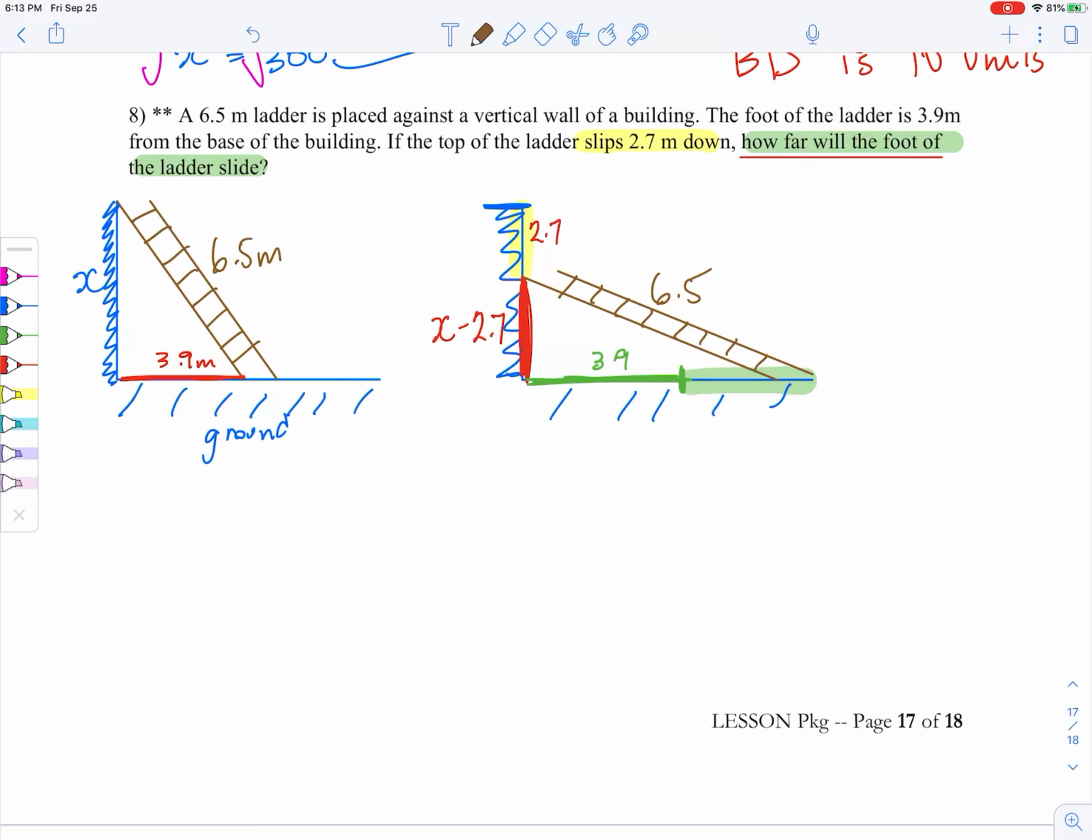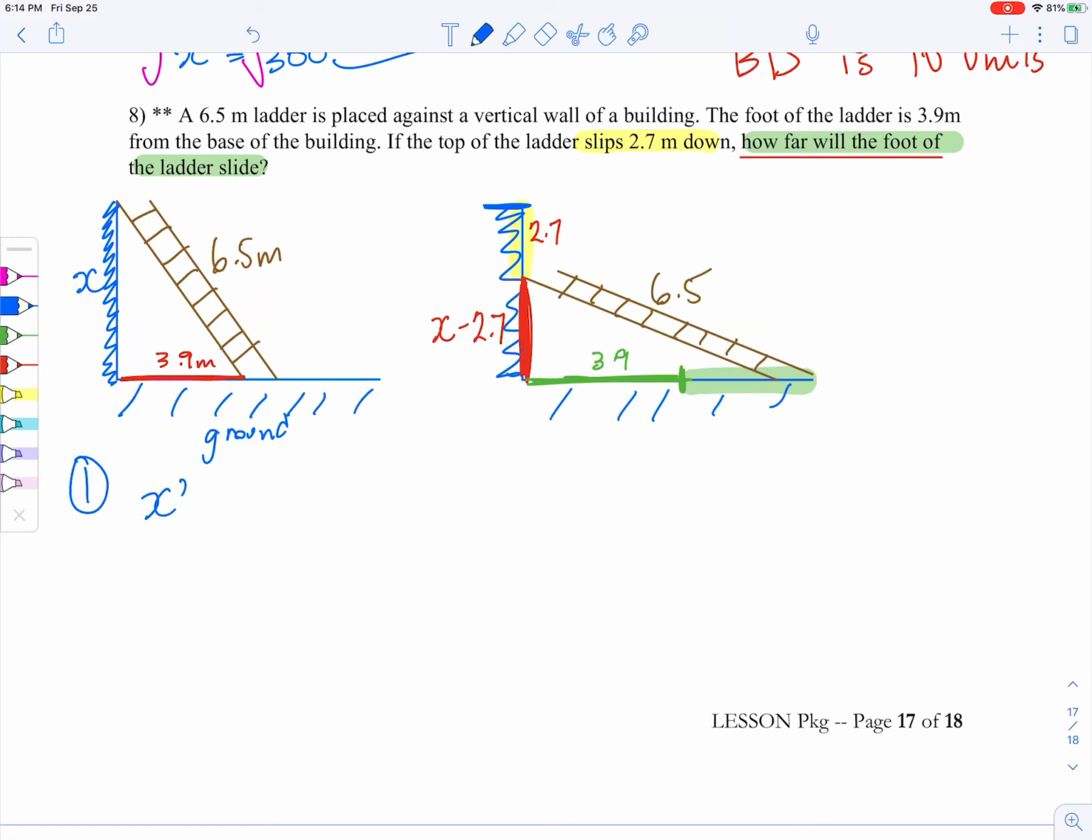So if I can figure out what X is, then I would know this amount, and then I could work backwards and figure out this whole big amount, and then I could figure out what that green colored in was. So we're going to do that. First, we're going to find X, and we'll do that over in this triangle on the left.